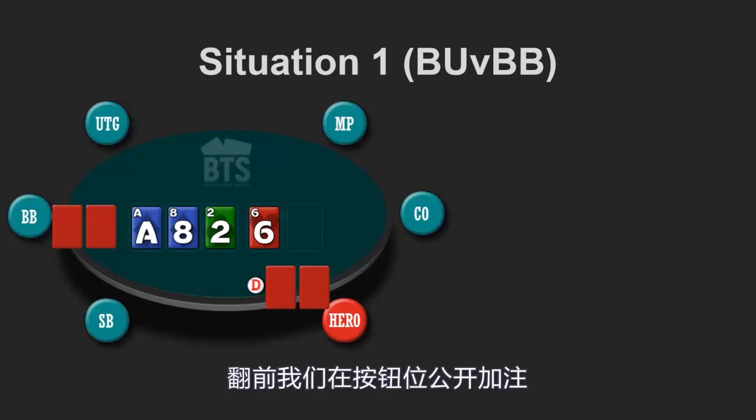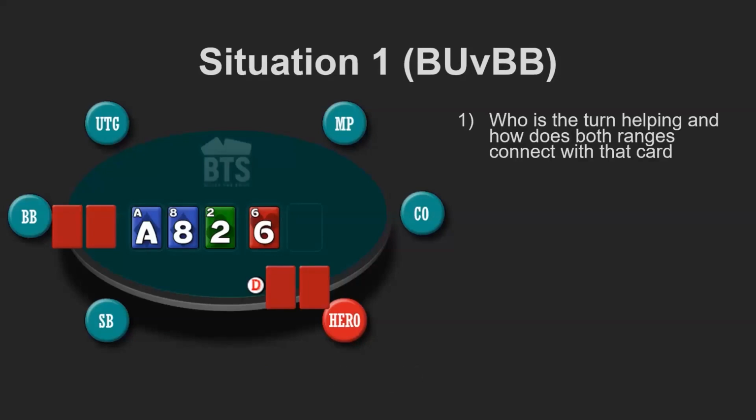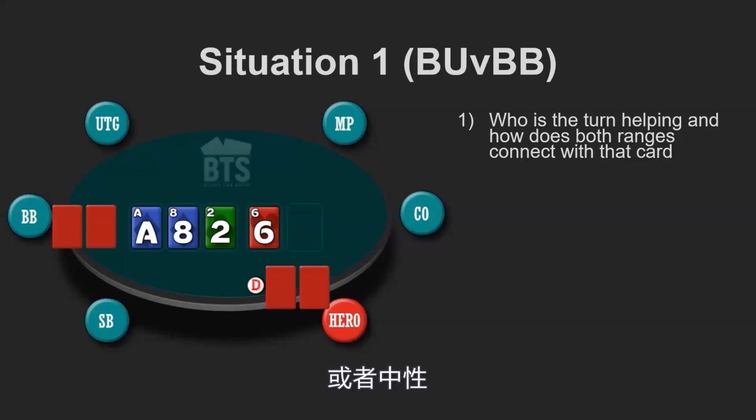So we open the button, big blind calls. Board is ace, 8, deuce, flush draw. We are c-betting range for 1/3 pot. Big blind calls, and then the turn is the 6. So the first question we ask ourselves is, who is the turn helping and how do both ranges connect with that card? So would you guys say it's a good or bad card? Or neutral?